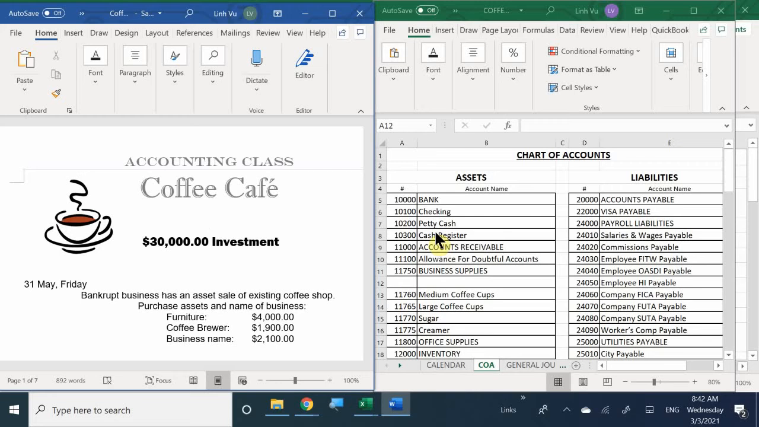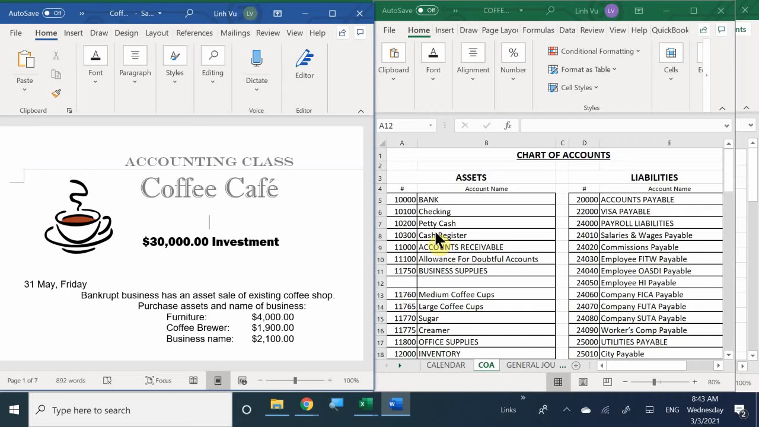Because remember, from the very beginning of the class, on the very first week, I've mentioned this before. Our goal at the end of this class is to teach you all the steps of the accounting cycle. So we're going to go from step 1, which is collecting our source documents, all the way down to completing and closing out our books and completing the post-closing trial balance.